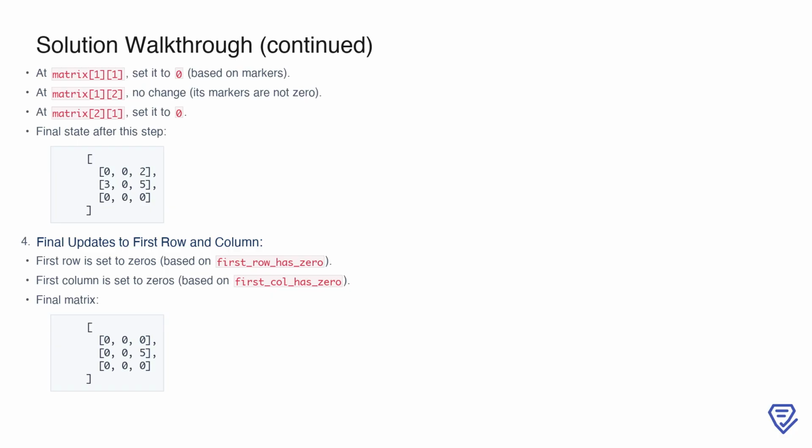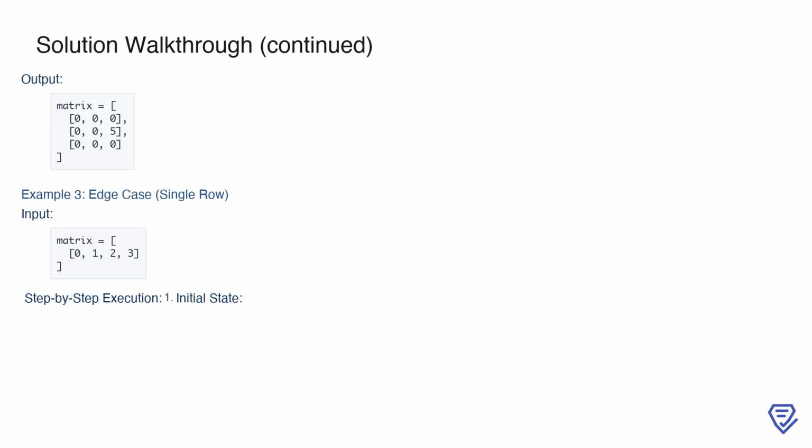Finally, we ensure that the first row and the first column are updated as well, since both first_row_has_0 and first_col_has_0 are true. This means we set the entire first row and first column to 0. The final matrix is now fully updated and looks like this. All required rows and columns have been set to 0.